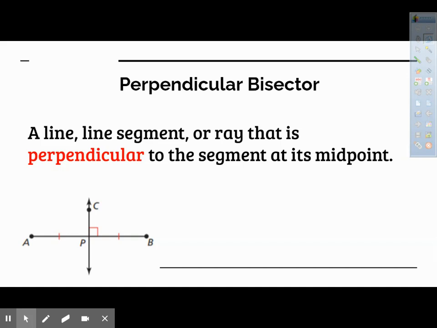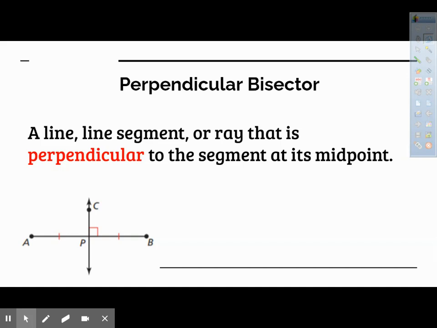If you look at this segment here, you have segment AB, and then you have line CP going through the segment AB. How I know it's the perpendicular bisector: it's marked perpendicular with that right angle, and these two segments are marked congruent. AP is congruent to PB, so that tells me that P is its midpoint. So that's how I can tell it's a perpendicular bisector. It's perpendicular, and it cuts it into two congruent segments.